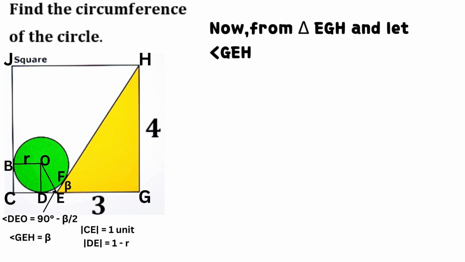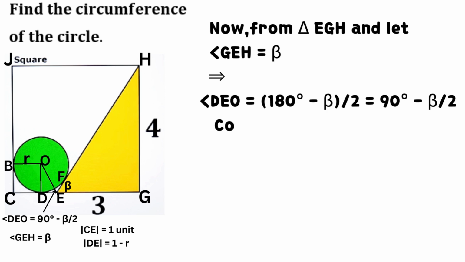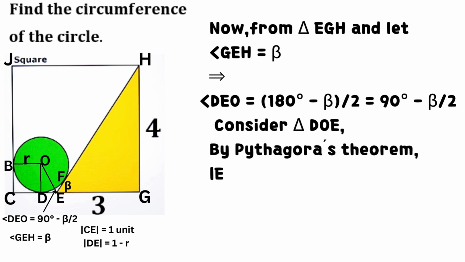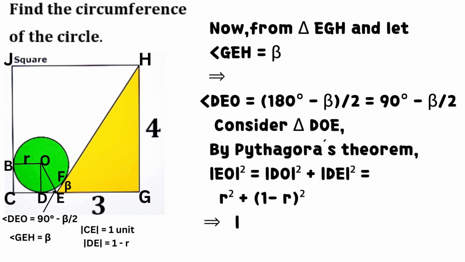Now, from triangle EGH, let angle GEH equal beta. It signifies that angle DEO equals 180 degrees minus half of beta, which equals 90 degrees minus half of beta. Consider triangle DOE. By Pythagoras' theorem, the square of EO equals the sum of the square of DO and the square of DE, which equals the square of R plus the square of 1 minus R. Find the square root of the equation and we have that EO equals the square root of the square of R plus the square of 1 minus R.